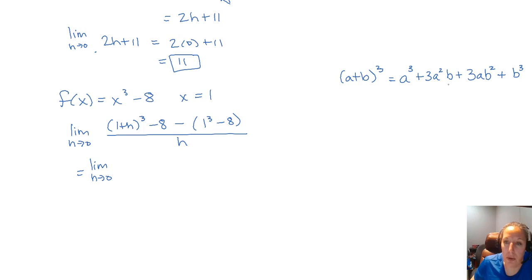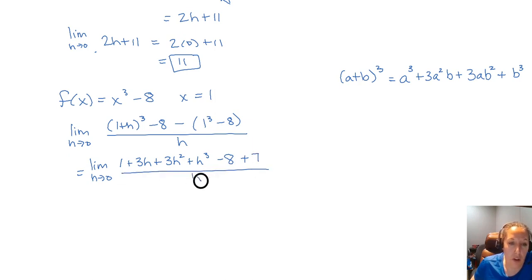1 plus h cubed, if we plug it in here, our a is 1 and our b is h. We're going to get 1 plus 3h plus 3h squared plus h cubed, and then we'll get minus 8. And then inside the parentheses here, 1 minus 8 is negative 7, but we're going to subtract it. So minus a negative 7 is going to be plus 7 all over h. And then just like we saw last time, all of our constants are going to add to 0, and everything left will have an h.